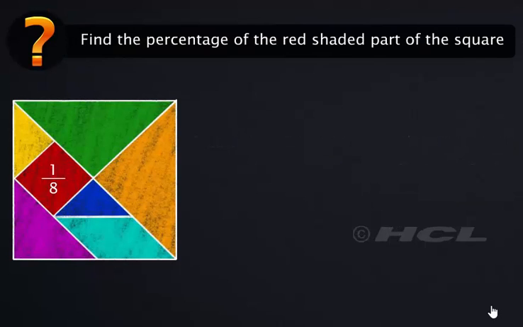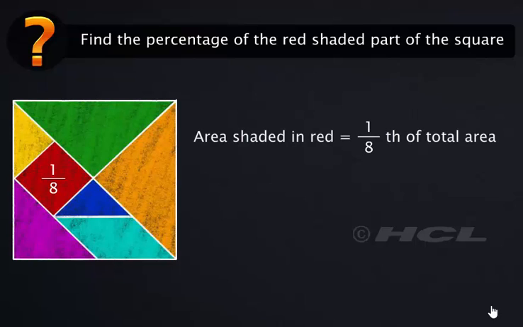Now, can you try to find the percentage of the area shaded in red? Again, the fractional value of the area shaded in red is given to us. We multiply the fraction with 100 to find the area in percentage. On simplifying, we get the area shaded in red as 12.5%.